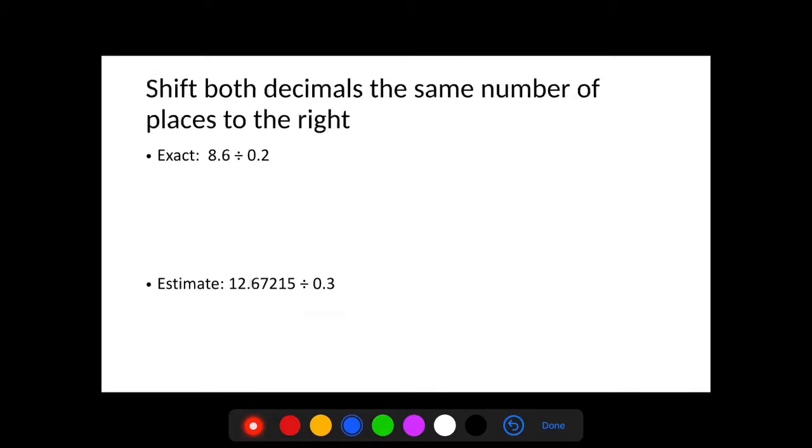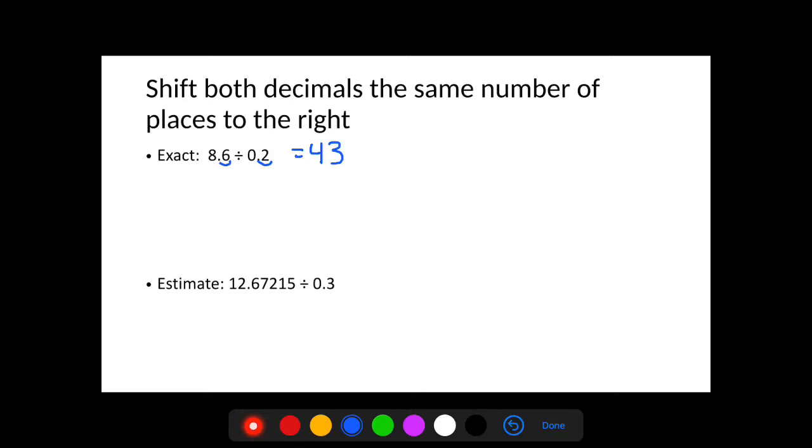Our next strategy is to move the decimal place the same number of places to the right in both numbers. So my brain has a harder time thinking about 8.6 divided by 0.2, but if I switch it to whole numbers, then I have an easier time. So if I were to move the decimal to the right one in each case, this would be 86 divided by 2. Okay, half of 86 is 43.